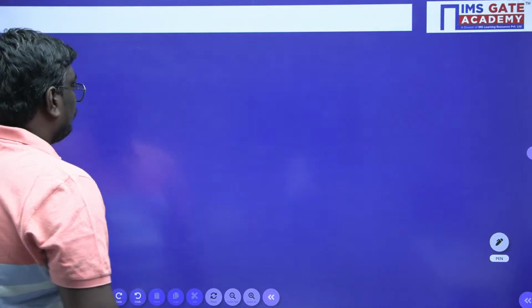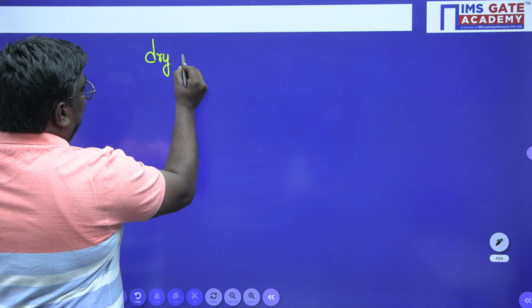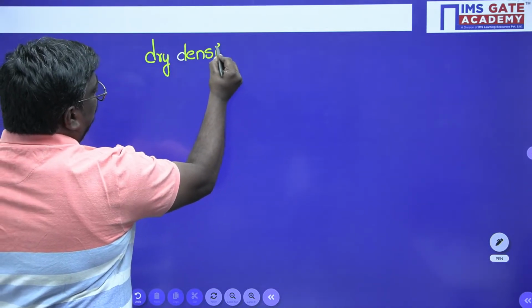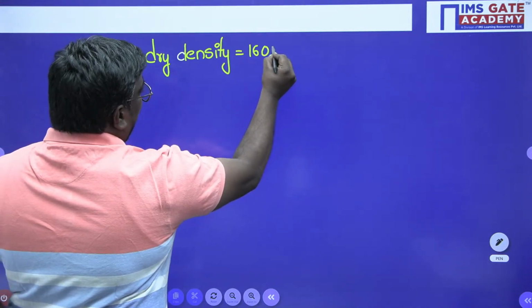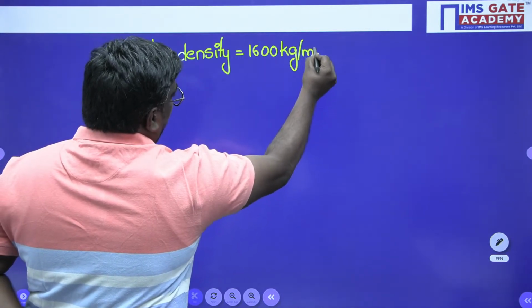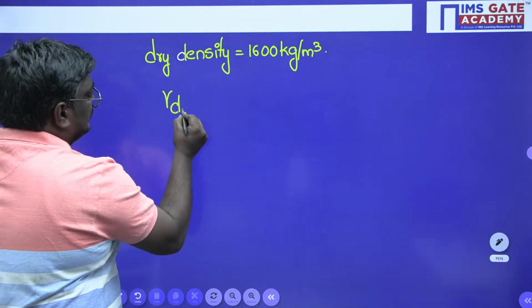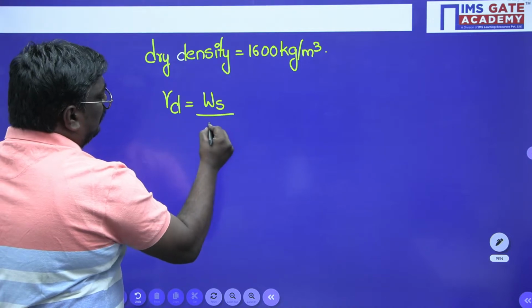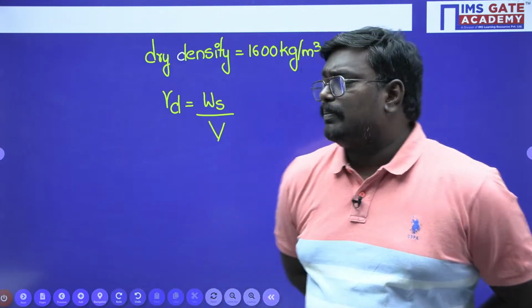Now, here another important thing. Dry density is given as how much, students? Dry density is given in the problem. It is given as 1600 kg per meter cube. So how do you calculate dry density? Dry density is given by the formula weight of solids upon total volume.